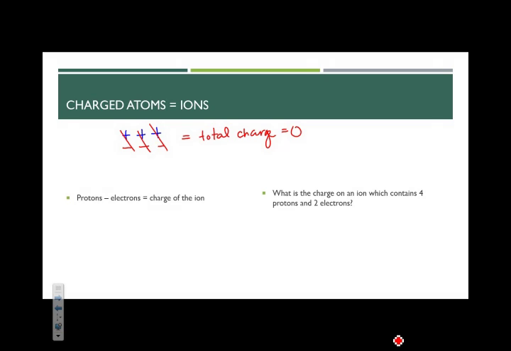Now, it's good to remember that the protons are not the thing that's going to change here. Protons tell us the identity of an atom. So if I say something has 15 protons, we know that it is always the element with 15 protons, right? We don't have to question that.